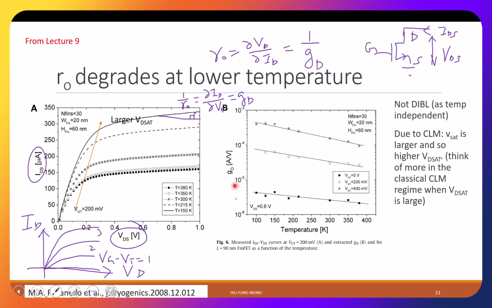So here it tells us that the GD increases when I reduce the temperature. Then what is the R out? Here you say GD increases, then what happened to R out? GD increases, R0 goes down, right? Because R0 equals 1 over GD.